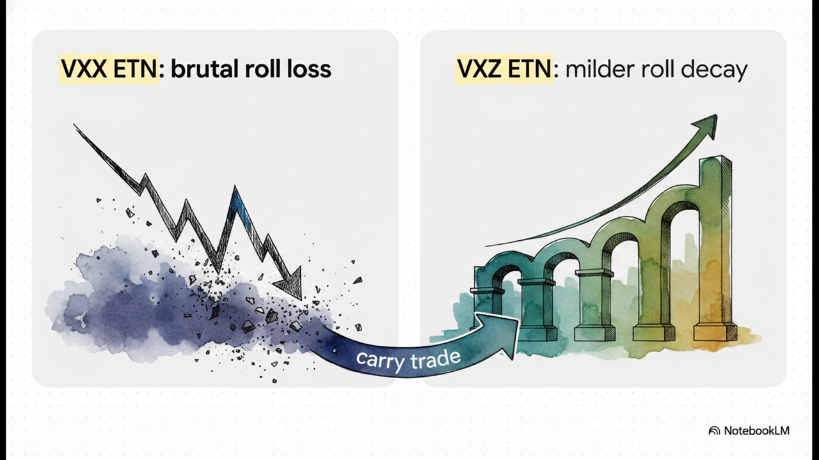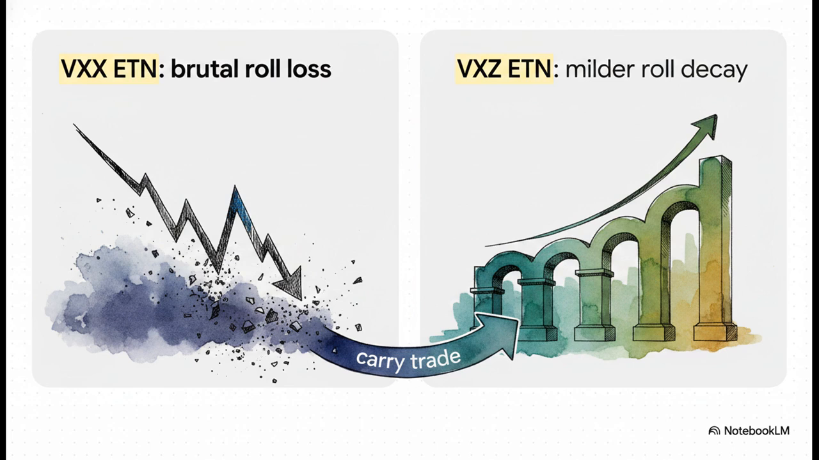Take a product like VXX, which constantly buys short maturity VIX futures. Because the VIX term structure is usually in contango, VXX suffers brutal roll loss, or contango decay, as it constantly replaces expiring futures with more expensive ones. Now contrast that with VXZ, which holds 4 to 7 month maturities, meaning its roll decay is significantly milder.